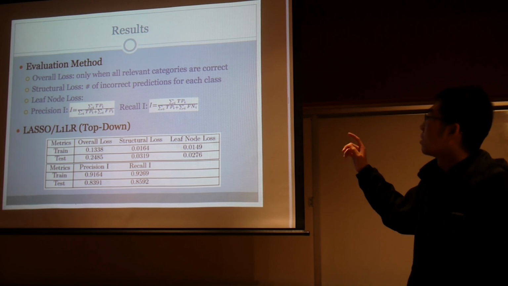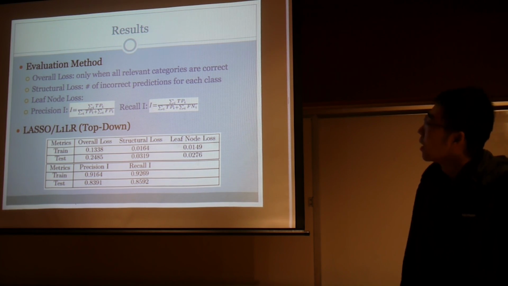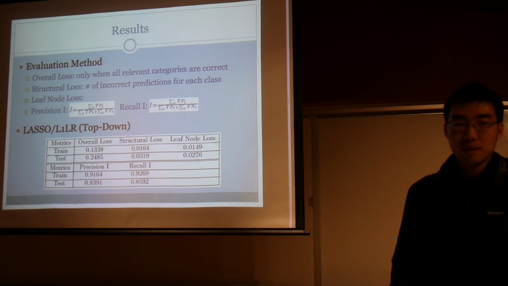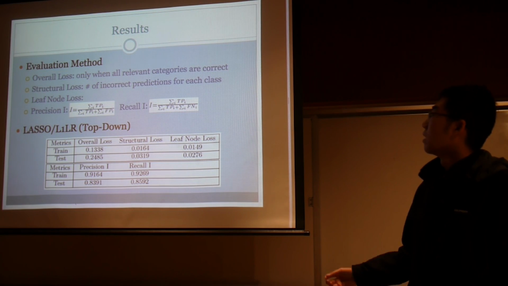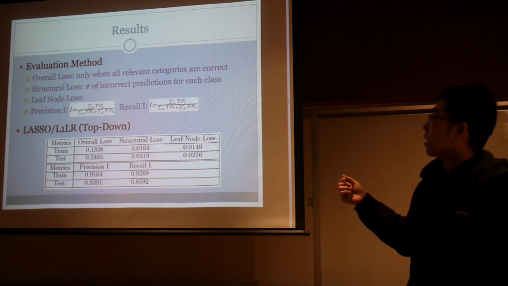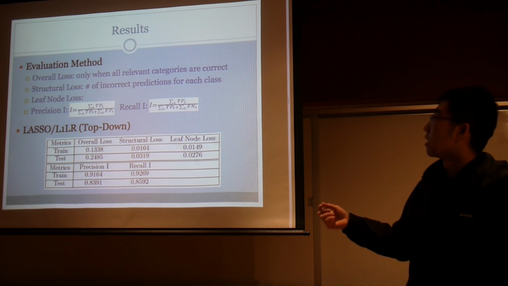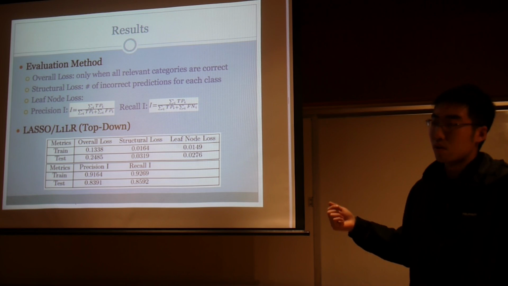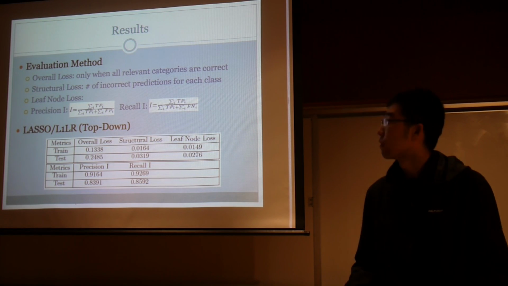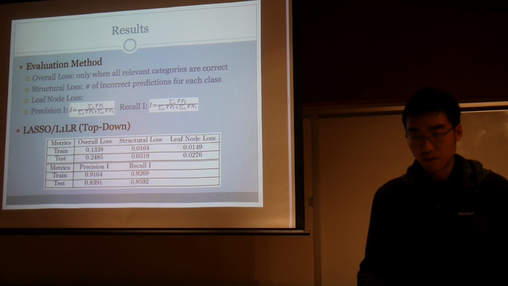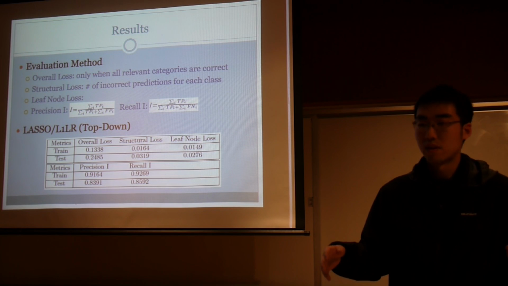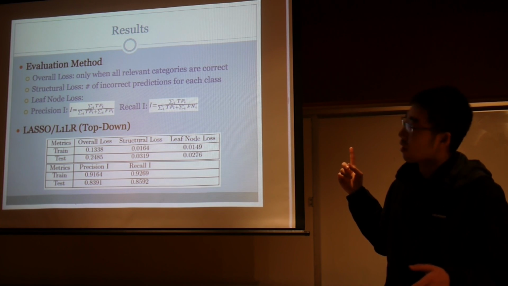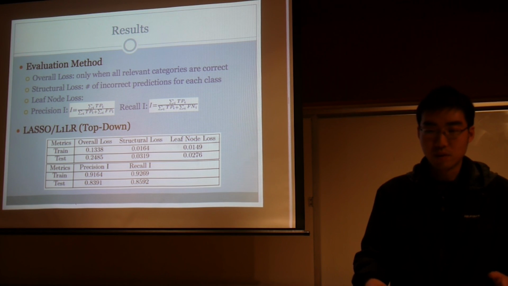Before that, I'll introduce some of the evaluation methods. We divide the data set into 70% for the training set, and the other for the testing set. We use different evaluation methods. For hierarchical classification, we can use overall loss: for an arbitrary test data item, we do classification on each level of the hierarchical structure, and the item is viewed as correct only if it is correct at every node.